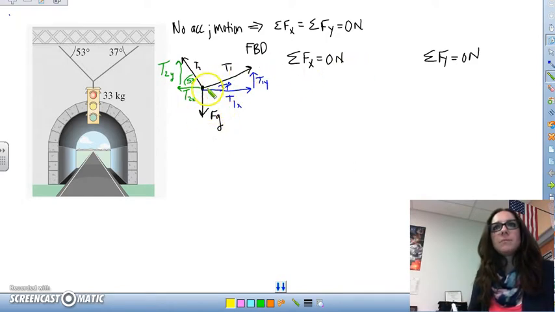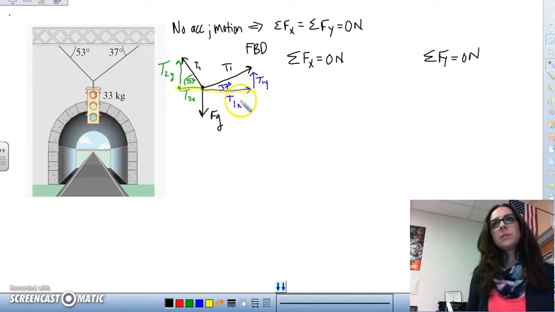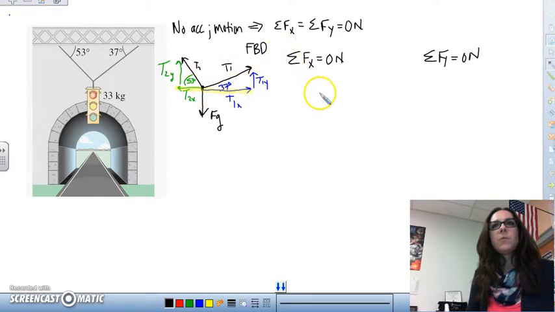Okay, so let's start with the x. So I have two x's. I have this one right here, that's an x, and this one. And then I'm going to do the sign. So I have only two x's. Now notice I'm ignoring these because they're in two directions. I need to keep it in one. So I have T1x is going to be positive minus T2x equals 0 newtons, just like that.